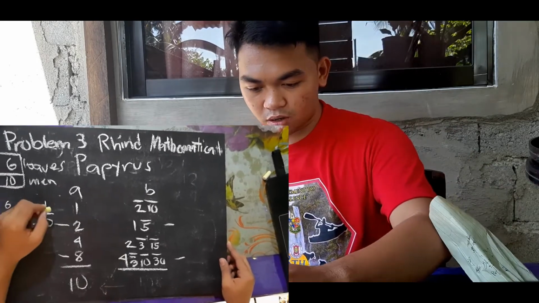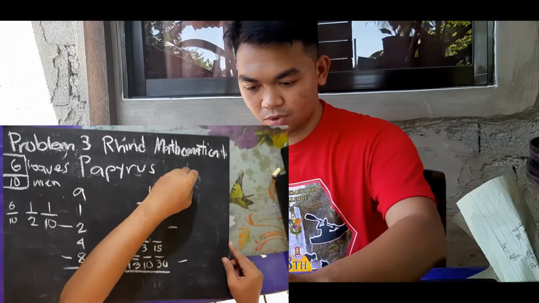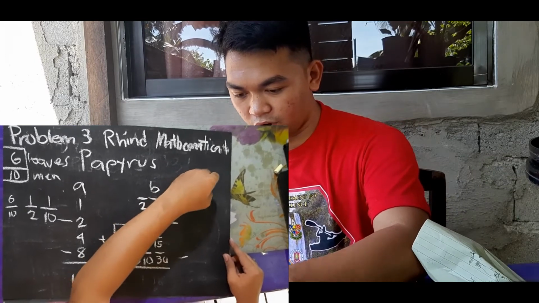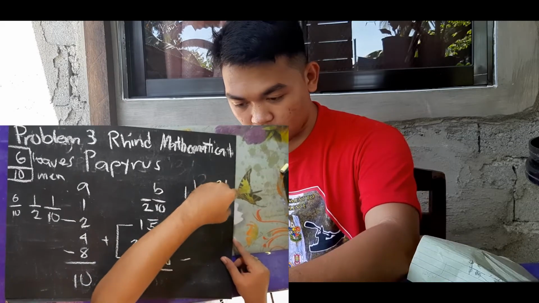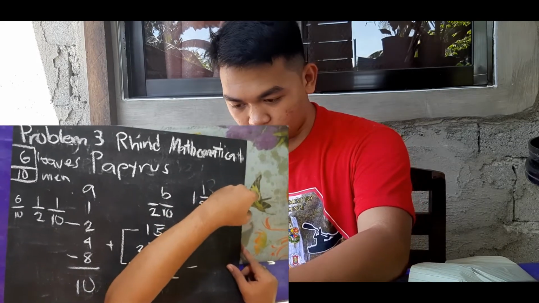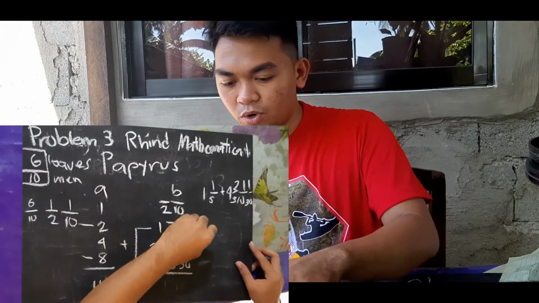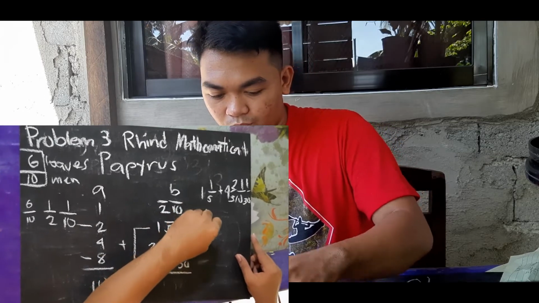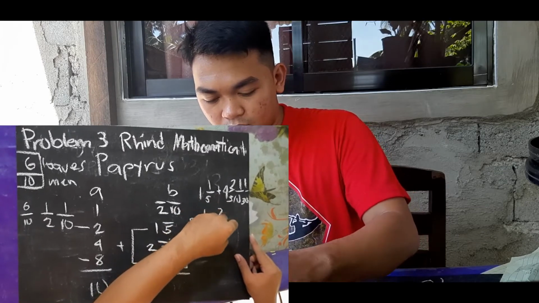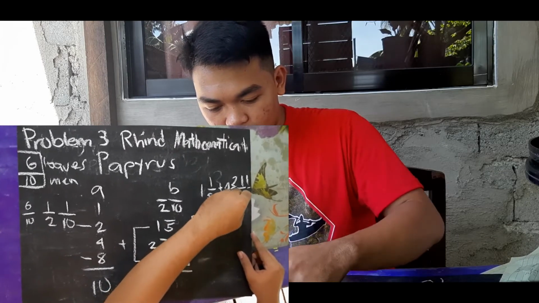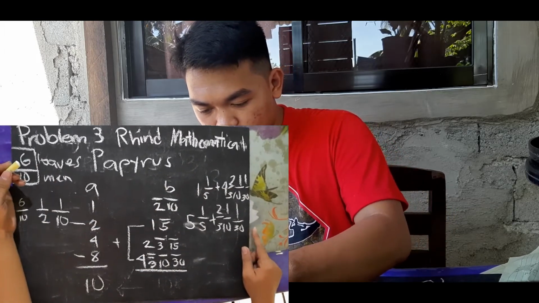So 1/5, 1 and 1/5 plus 4 and 2/3, 1/10, 1/30. As you can see, we should add first the whole number. 1 plus 4 is 5. So 2/3 plus 1/5 and 1/10 plus 1/30.